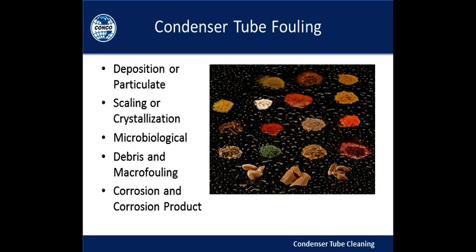Now this particular image shows a variety of condenser tube deposits laid out for you to easily review. They come in all shapes and sizes. And if you've had the pleasure to be inside the condenser, you'll know that some are very wet, some are very sticky, slimy, and some are hard. Here you can see the dramatic differences between deposition or particulate deposits, as well as scale, some debris, and some corrosion product.